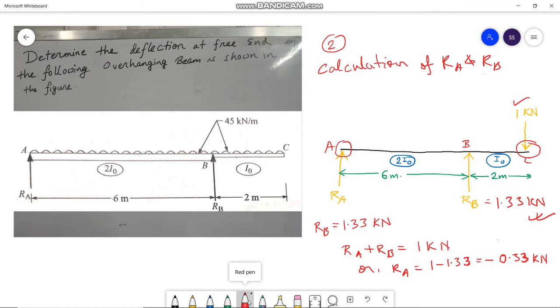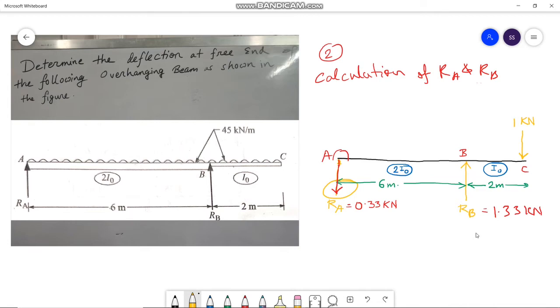That means RA is acting in the downward direction, not in the upward direction. So from calculation we get RA equals to 0.33 kilonewton, and the negative sign shows that the RA is acting in the downward direction. In this step, we have calculated the reaction at A and B, that is RA equals to 0.33 kilonewton and RB equals to 1.33 kilonewton with respect to a unit load acting at point C.